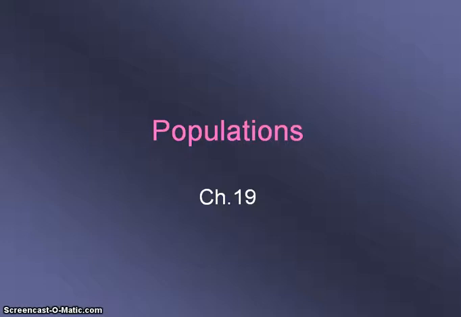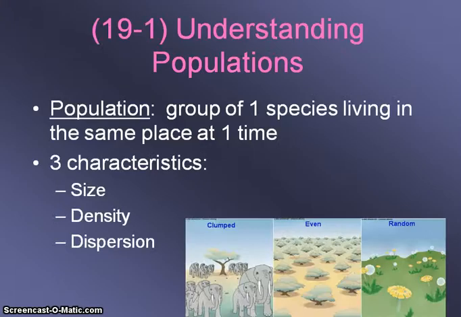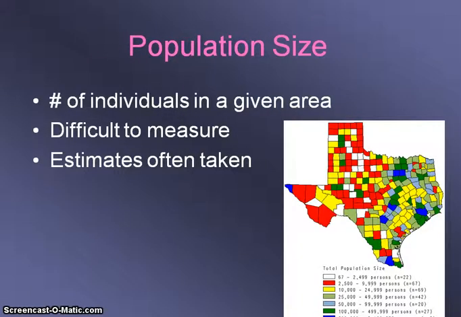Chapter 19 is on population ecology. Population, if you recall, is a group of one species that lives in the same place at a particular point in time. There's three characteristics for a population that we're going to be looking at: the size, the density, and the dispersion. So by population size, we're referring to the number of individuals that are in a particular area.